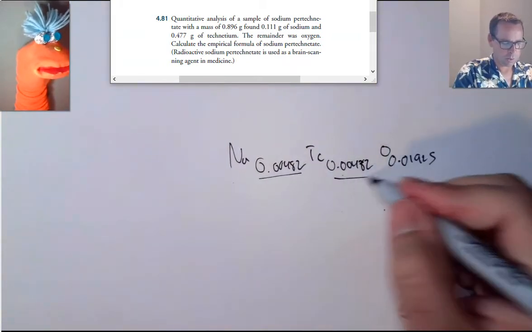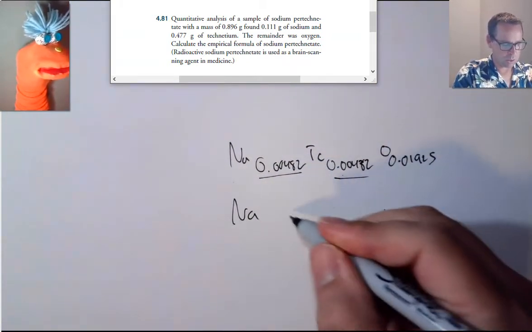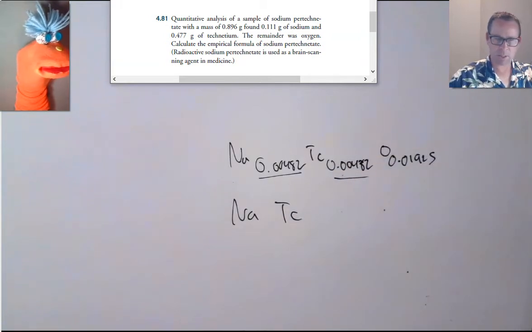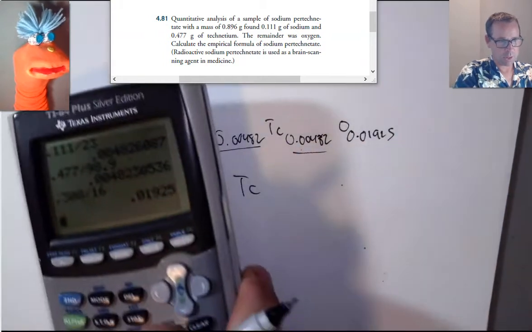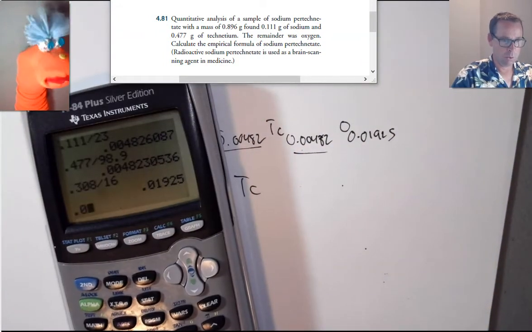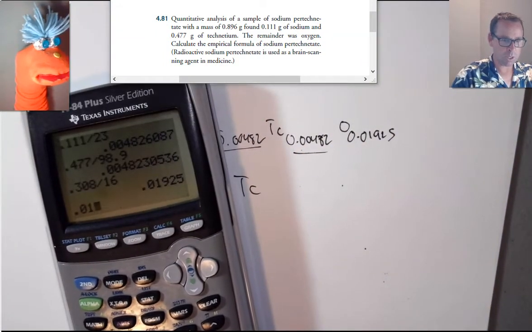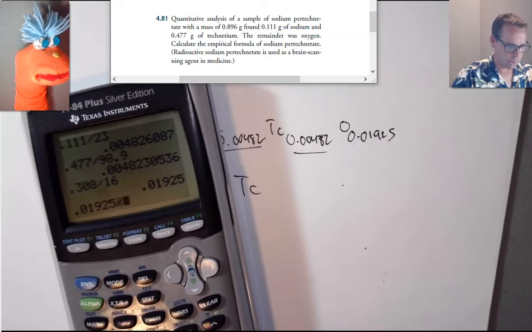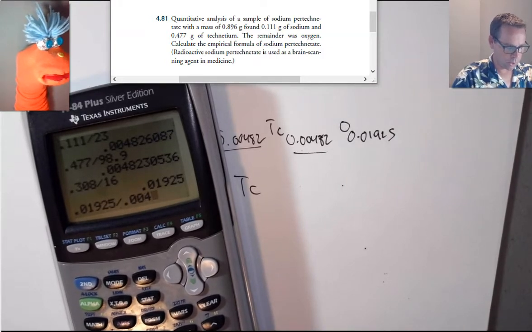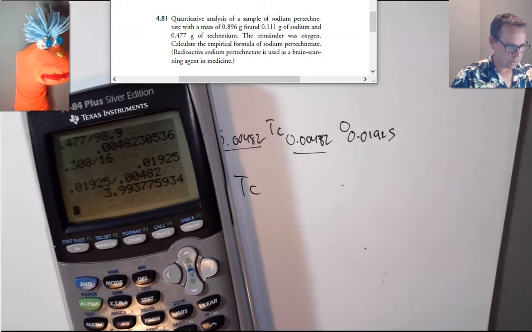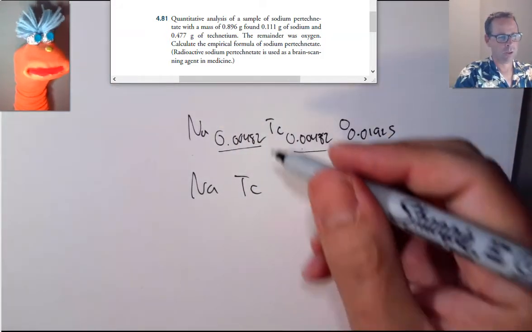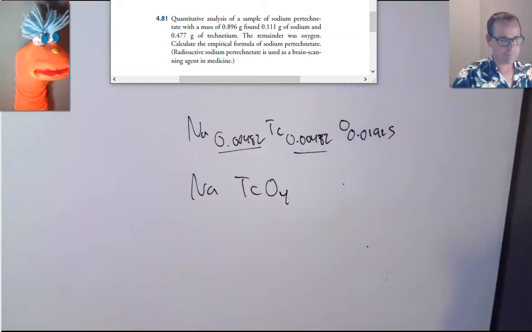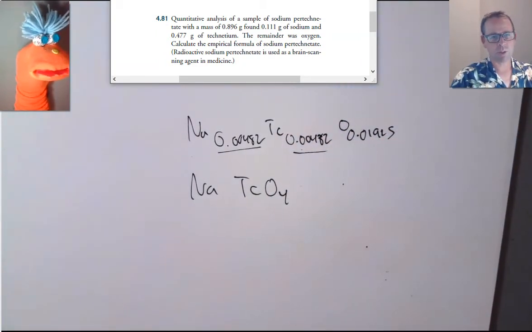Very good. This is going to be 1 sodium, 1 technetium, and then what's the other one? It's going to be like 4, I think, right? Let's see. How do you know? I don't know. 0.01925 divided by 0.00482. Oh, you're right. It is 4. How did you know? I think I did this one before. Okay, very good. So there's our empirical formula.